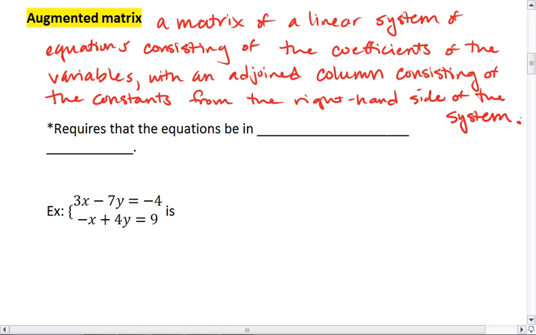This is really important: this type of setup requires that your equations be in standard form. Standard form is when all of our variables are on one side, so we have ax plus by plus cz equals some constant, we'll say w. And now we'll look at an example to see what the augmented matrix looks like.